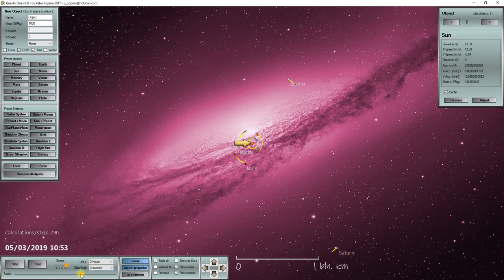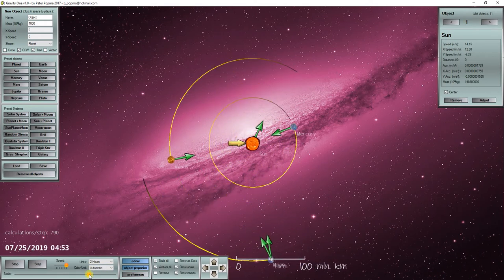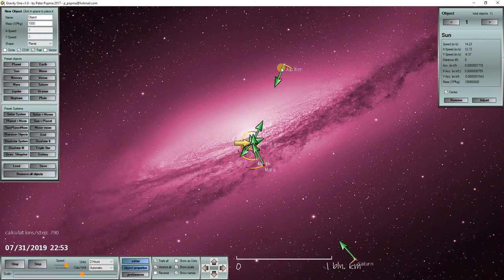Now there are of course more programs that can tell you the position of the planets at a given time in space, but Gravity 1 is unique in that it uses real-time gravity calculations. These factors show the resulting force of gravity acting upon the planets. Observe the direction of the Sun. It's pointing towards Jupiter, because that's the most massive planet of our solar system.